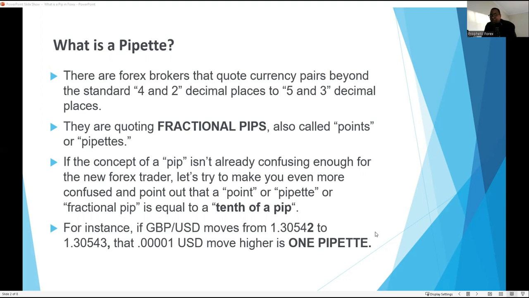As you can see, the only number that changed there is 3. That means that it moved 0.0001 USD. That means that it actually just moved 1 pipette higher. As you can see, that's 5 numbers there. So we're talking about pipettes.